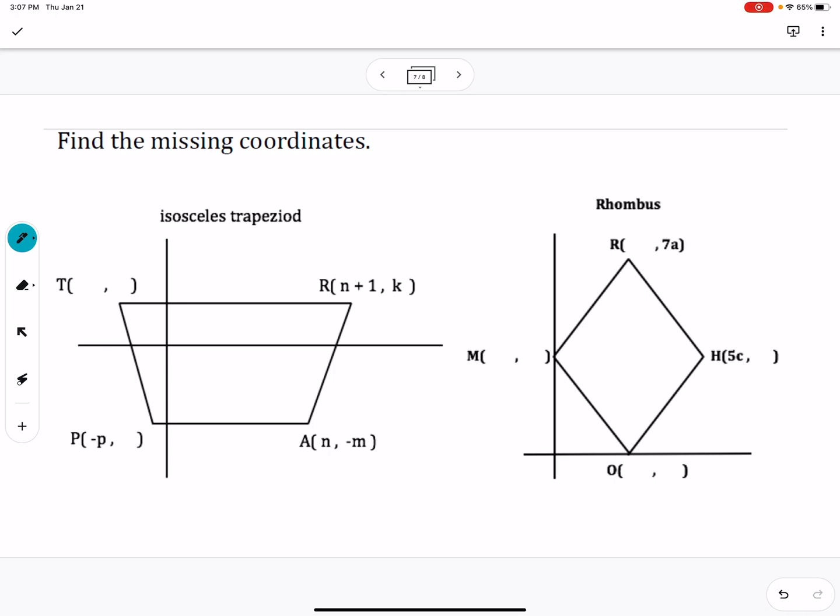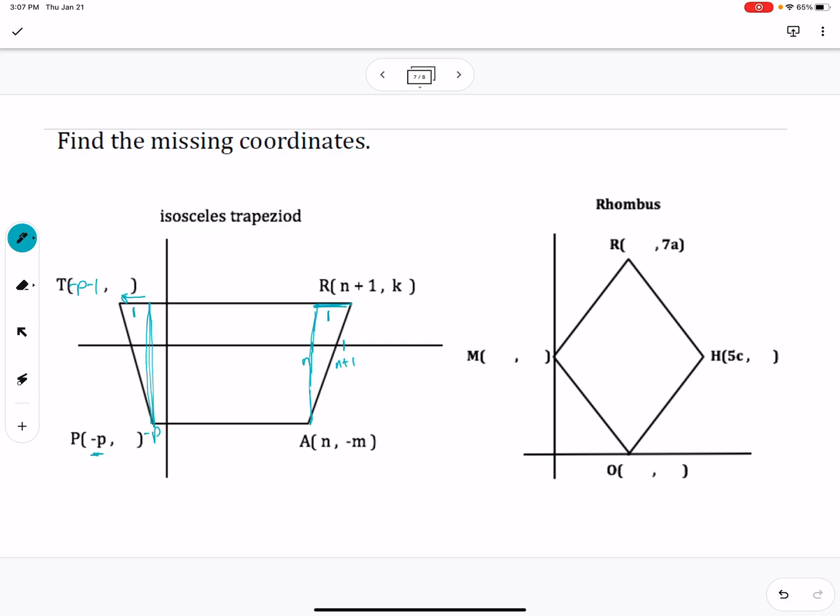So for this isosceles trapezoid, I went for A, I went a whole n units to here, and then I went n plus 1 more to get from here to here to R. So that means this is 1. That has to be the same on this side here. But since it's moving in a negative direction, we're going to call it -1 when we subtract it from P. So this will be negative n minus 1.